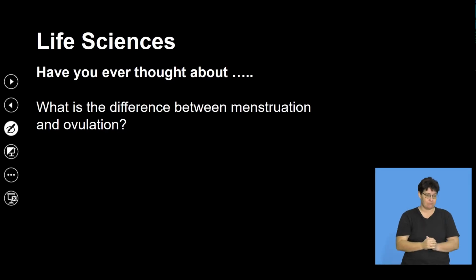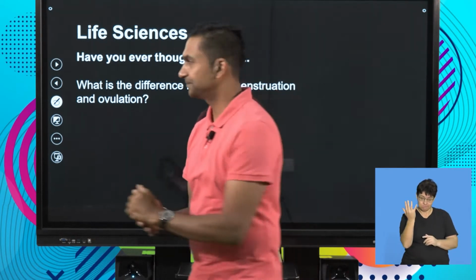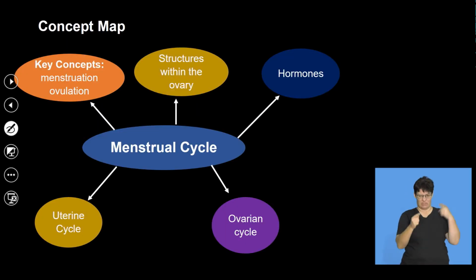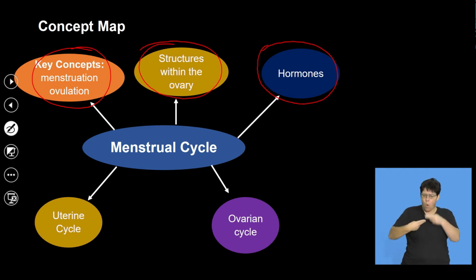What is the difference between menstruation and ovulation? I hope that you think through these questions as we get through this presentation. In our lesson today, we're going to focus on the key concepts around menstruation and ovulation. We're going to spend some time looking at the development and the structures within the ovary. We'll also look at some of the hormones and understand their relationship to the ovary.